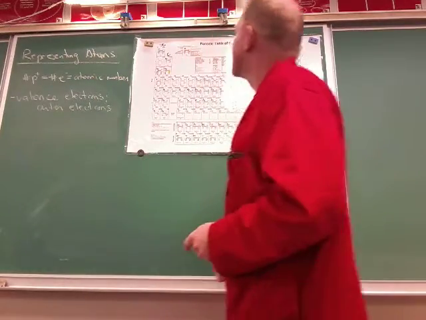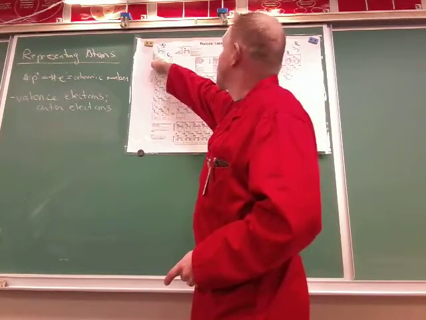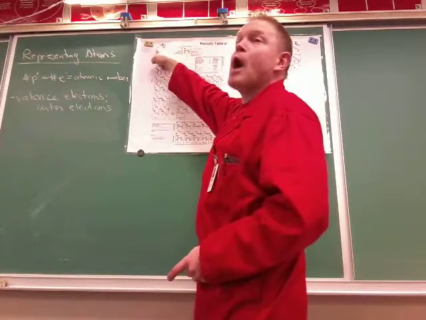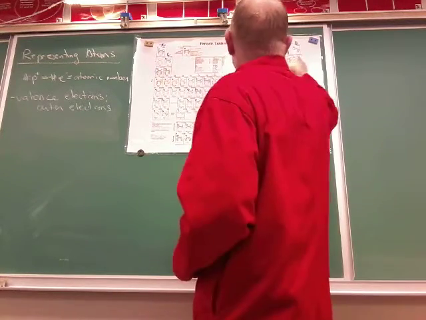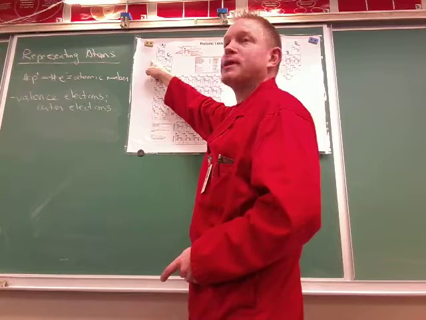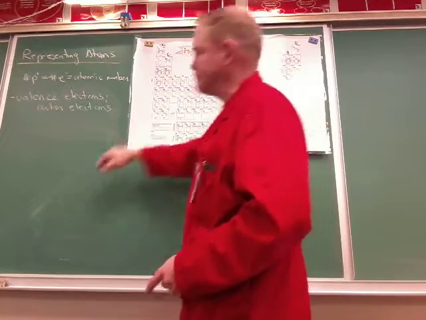Which means if I have hydrogen, it's in period 1. There's only 1 orbit. Lithium, all the way over to neon, 2 orbits. 3 orbits, 4 orbits, 5 orbits. Okay?